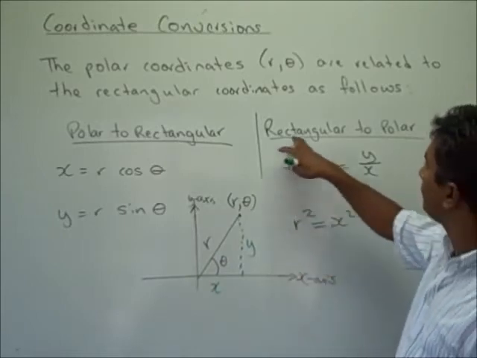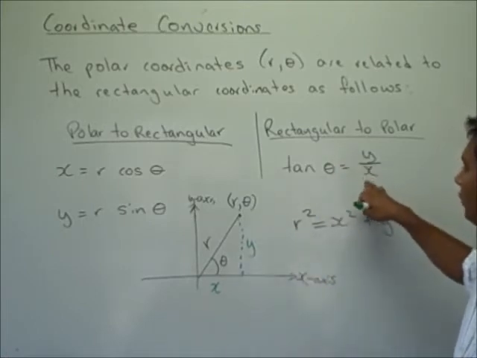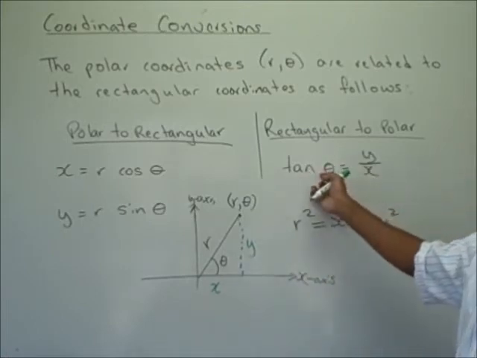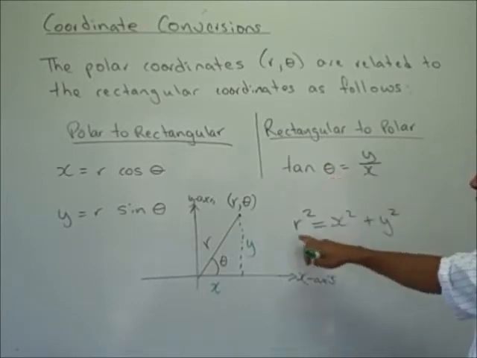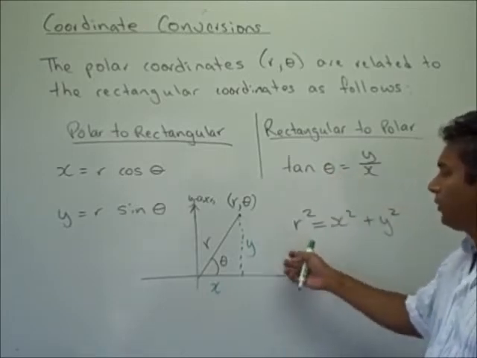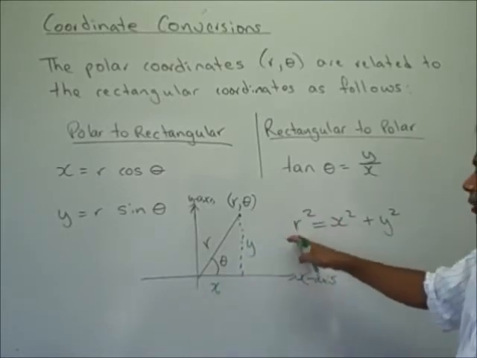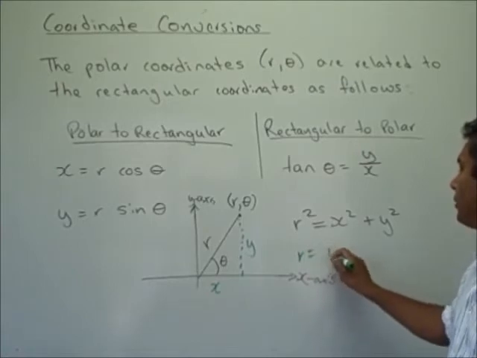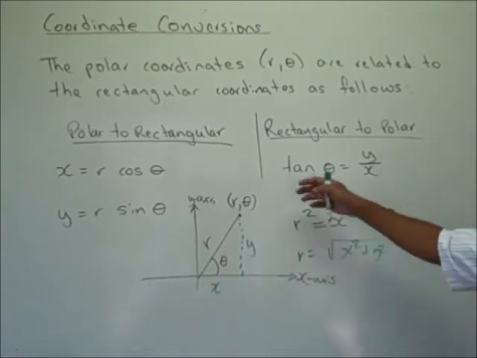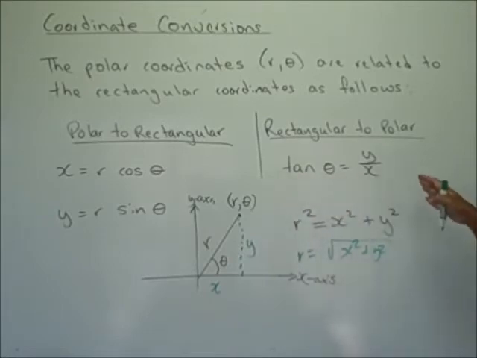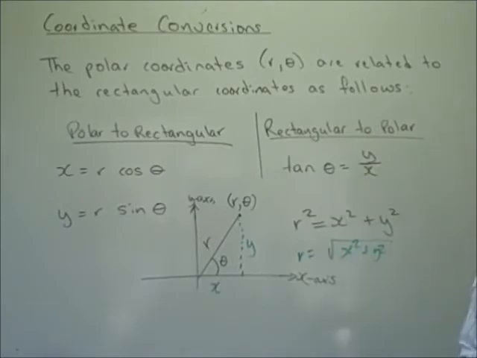To go from rectangular to polar, we know that the tangent of theta is equal to y over x. So we can take the tan inverse of y over x to find theta. To find r, we know that r squared is equal to x squared plus y squared from the Pythagorean theorem. So to find r, we take the square root of x squared plus y squared. So here we can go from rectangular to polar, and here from polar to rectangular.